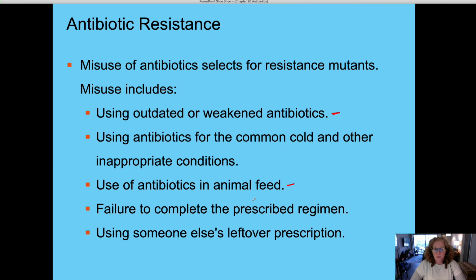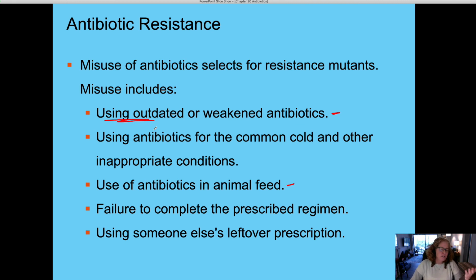Failure to complete a prescribed regimen. This is pretty straightforward. If I kill off all the really weak ones, which might be the majority of the population, I start feeling better, and I stop taking the antibiotic. What's left behind are those weakened ones. This is the same idea as using outdated or weakened antibiotics. So now the resistant ones are left behind because I didn't expose them at a high enough or long enough concentration. And so now those organisms can grow back, and now I have a population of resistant microorganisms.